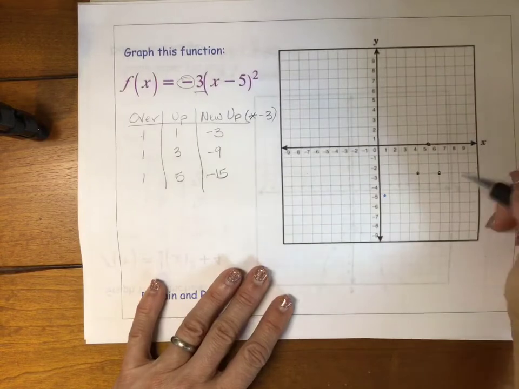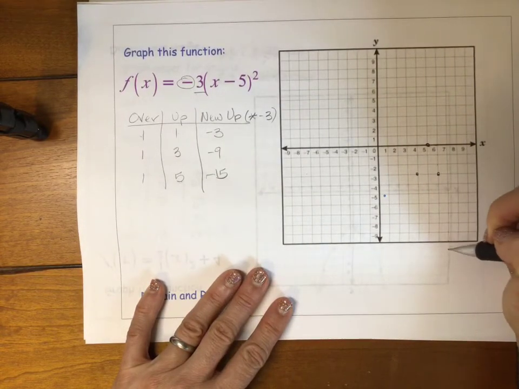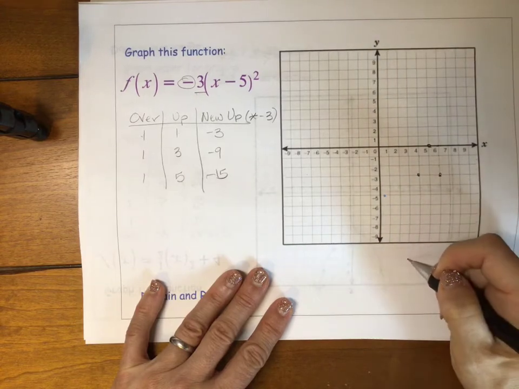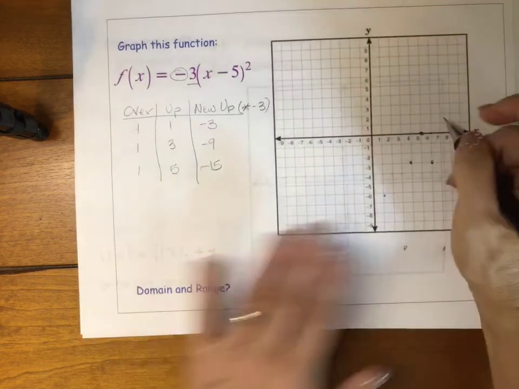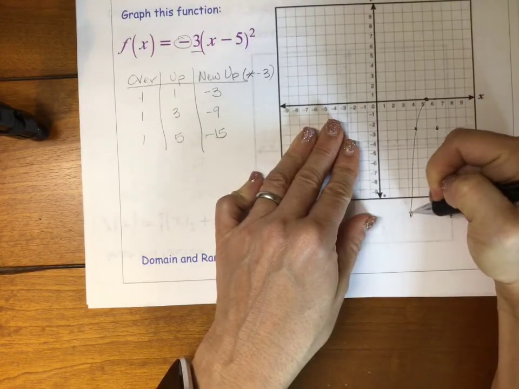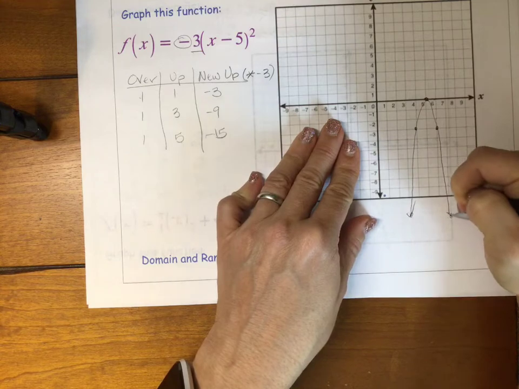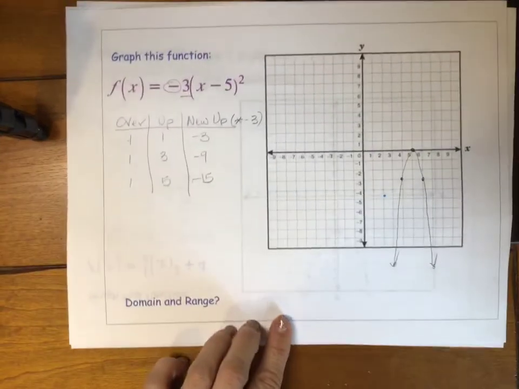I don't think I have room for 9. 1, 2, 3, 4, 5, 6, 7, 8, 9 would be way down here. And then you're just going to fill it in. So you just want to put as many points as you have that's available on your grid.